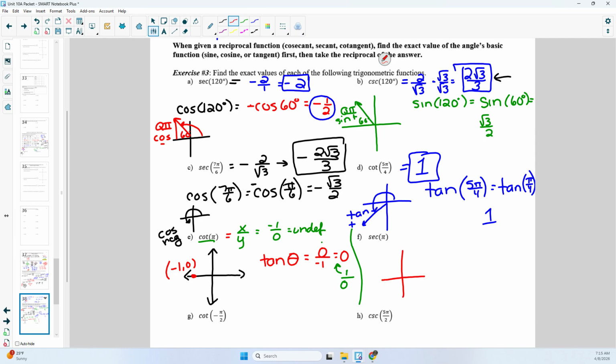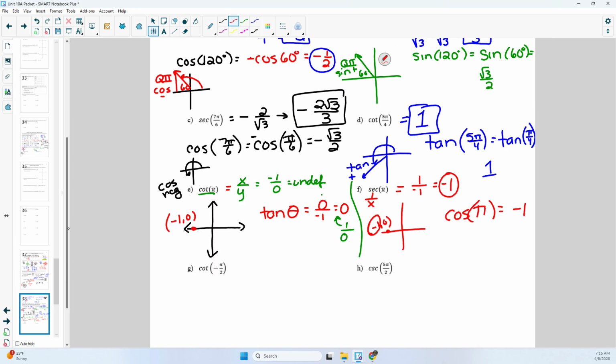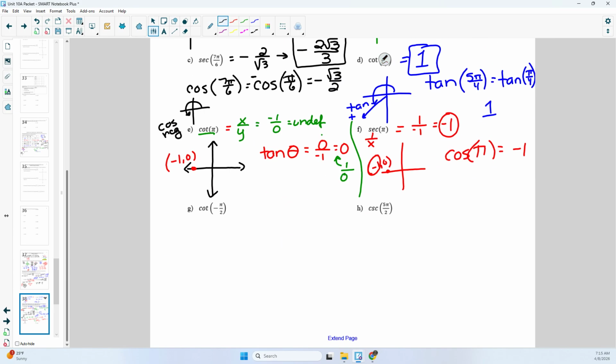Secant of pi. So the cosine of pi is the x value, which is negative 1. So this is 1 over negative 1, which is negative 1. You can go directly from the point again, 1 over x, because secant is 1 over x. So I'm going to start to use that method of just thinking from the point from now on.